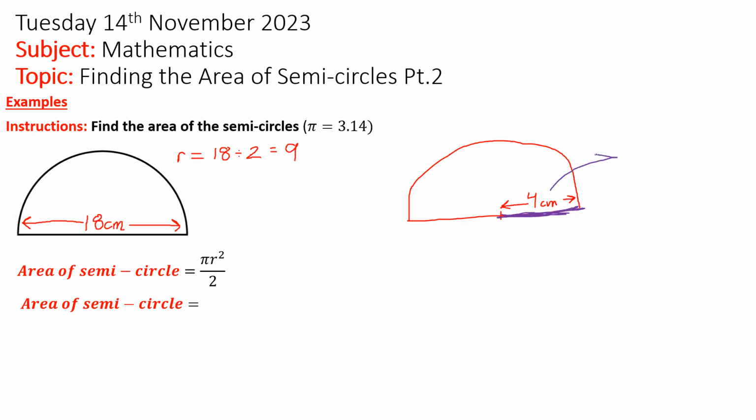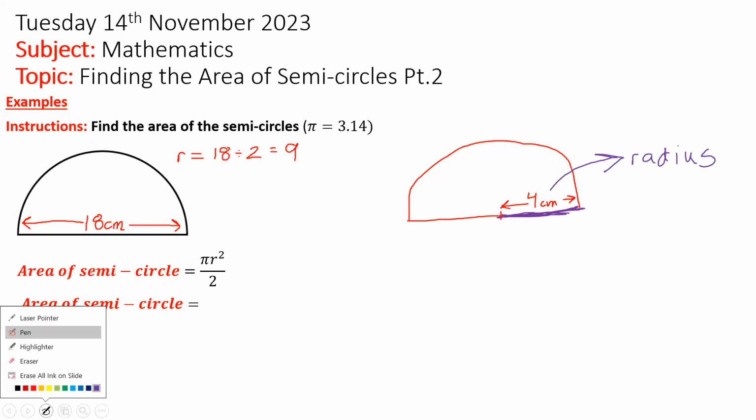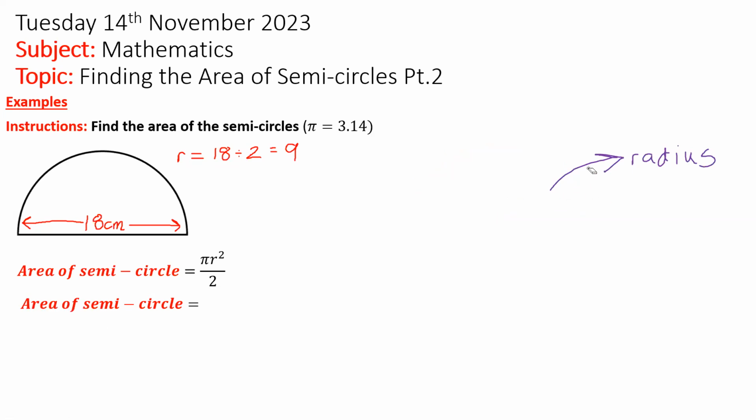So last time, I already gave you the radius, so you didn't have to find it. But in this question, I give you the diameter and you have to divide 18 by 2 to get the radius. That's the difference between yesterday and today. So please be careful. If they give you the radius, then you can use it. If they don't give you the radius, then you have to find it by dividing by 2.